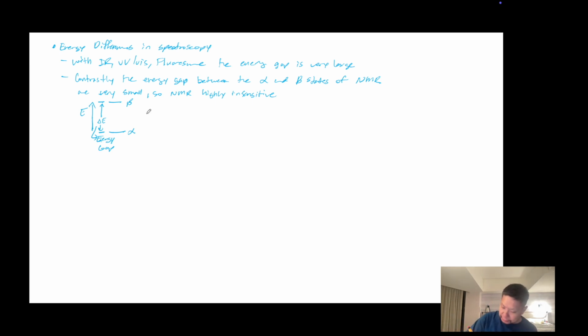And so again, if we apply a magnetic field, which is going to be B0, B naught, this B naught is also what we're going to note as the magnetic field strength, right?